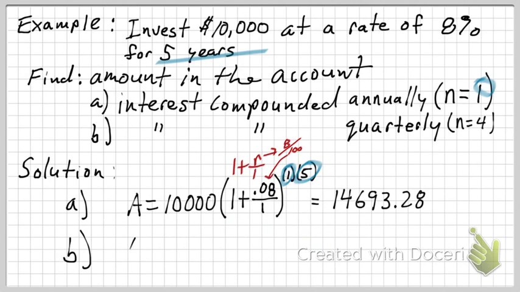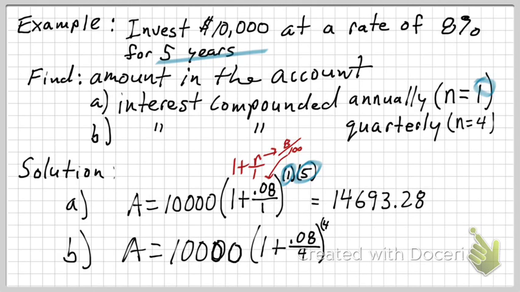Slightly different values. Our n changes to 4, so our principal is the same. Our interest rate is the same. N belongs there in our denominator in that part. 4 times 5, plug and chug into your calculator, and you can see you get a slightly better deal if you compound more often. So again, plug and chug. You just have to practice these a little bit and know what number goes in where.